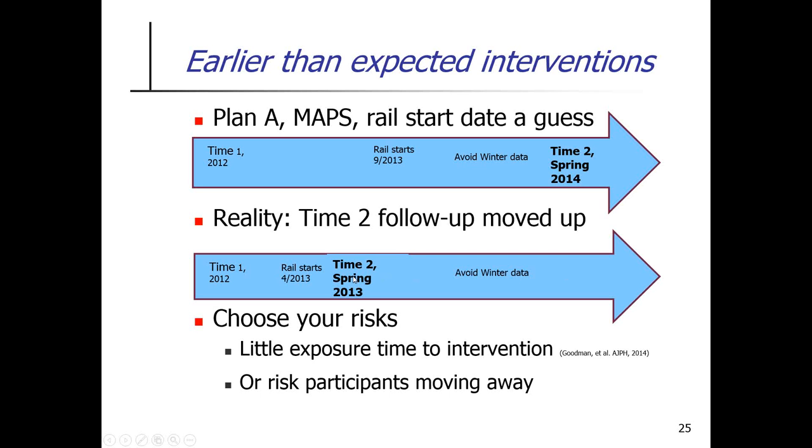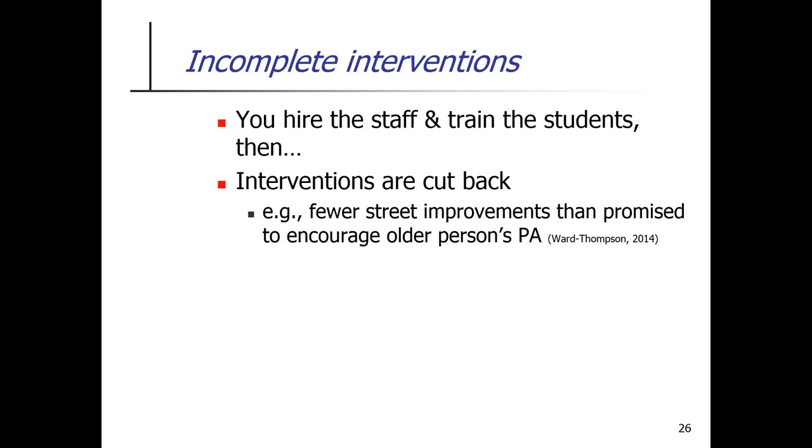If we go early, we have little exposure time to the intervention. So we just gambled and went with an early time 2. And it seems to have worked for us. But who would have known? Maybe it wouldn't work. And then incomplete interventions.